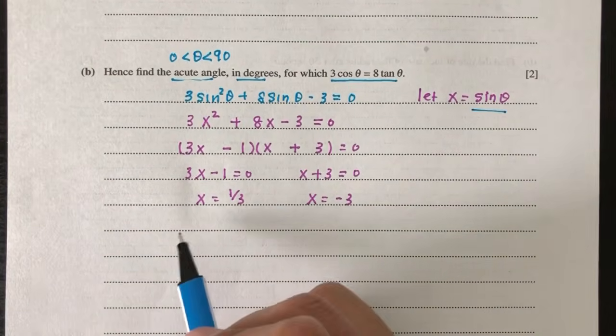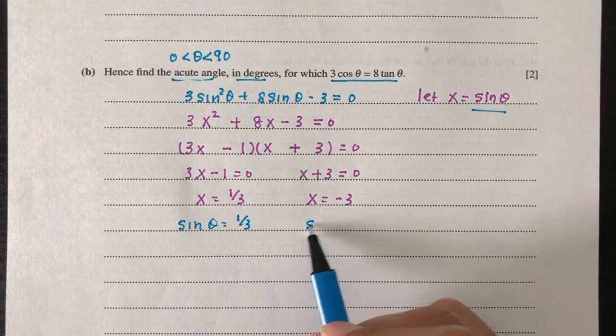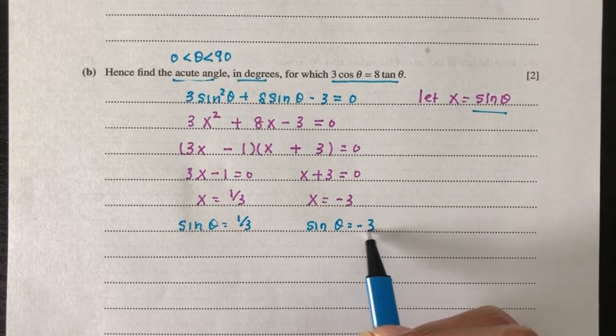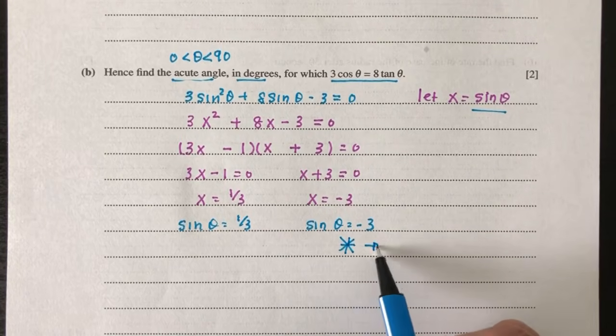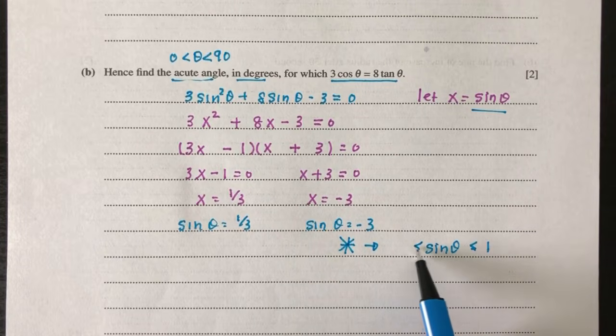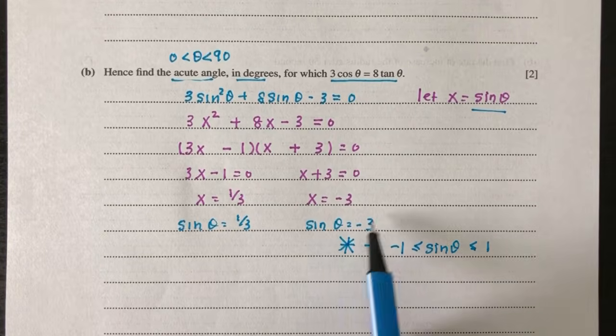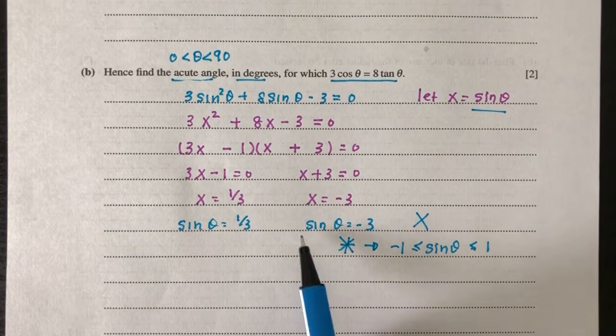So bring this back. So tan theta is equal to 1 over 3, and sine theta is equal to minus 3. This one will not be valid because you have to know that the value of sine theta is always between 1 and minus 1. It cannot go more than this value, so it cannot be minus 3. So it will not be valid for this one.